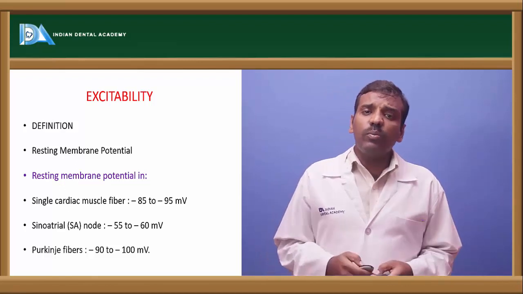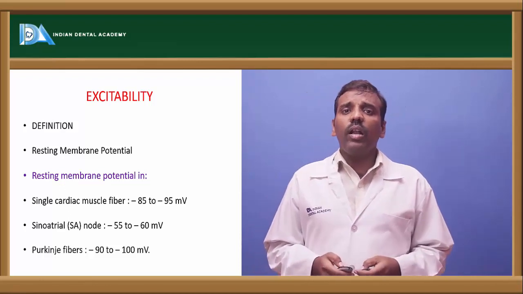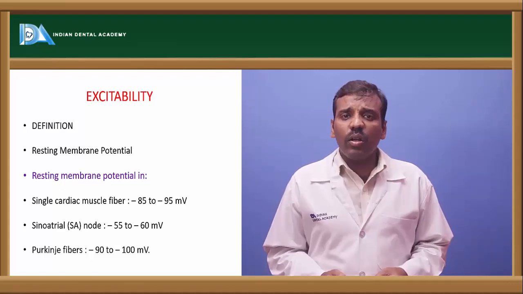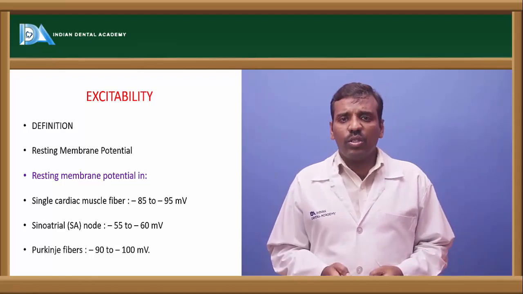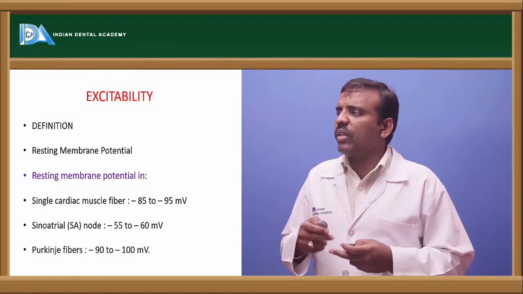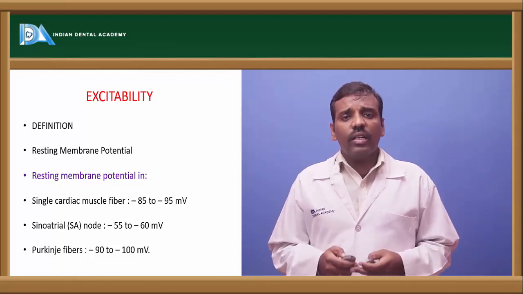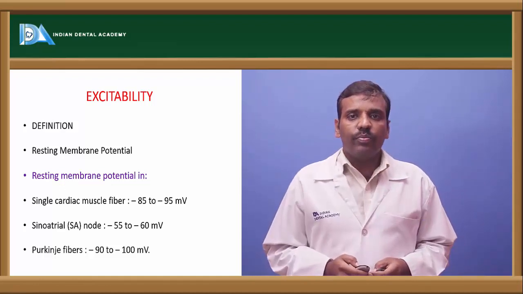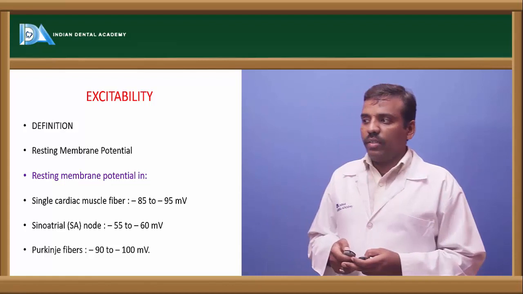Generally, there are two types of potentials present in the heart. One is resting membrane potential and another one is action potential. When we apply the stimulus, or whatever it is, self-impulses, until then the resting membrane potential is present here. This resting membrane potential in case of the cardiac muscle is about minus 85 to minus 95 millivolts, for the single cardiac muscle.